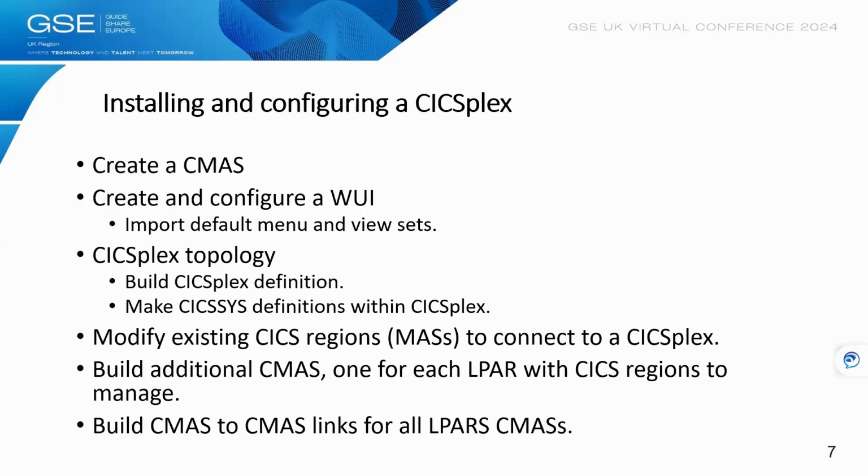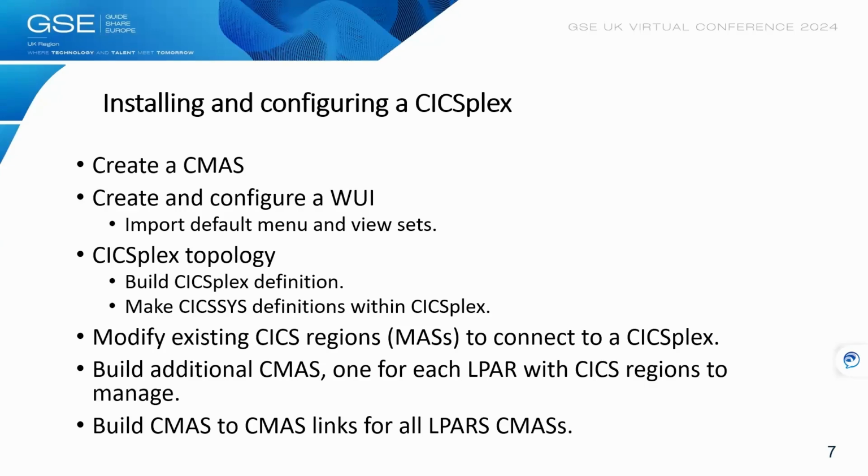So to get started, what would you need to do? You have to create a CMAS, right, which is a kind of doctored CICS region. You have to have a WUI, which is really just a CICS region with a bunch of stuff in it, but it looks more like CICS than a CMAS. And you could pick an existing region or create a new one. You have to import the menus and views that you want to use within the web user interface. You have to build the CICSPlex topology, right, which is a CICSPlex definition, which is an 8-character name to reference the regions that are managed within that CICSPlex.